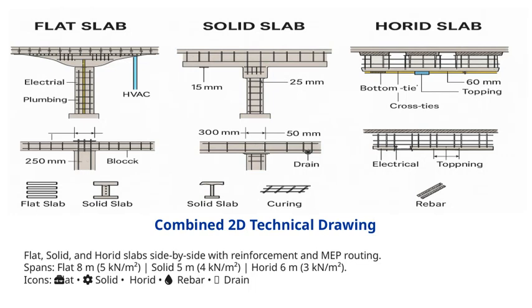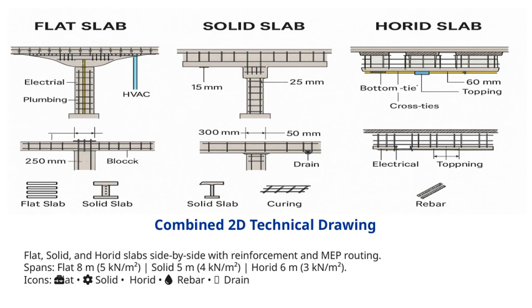Let's take a closer look at this combined 2D technical drawing. Here, we see different types of slabs positioned side by side: flat, solid, and Horid. Each of these elements has specific characteristics and functions within the structure. The flat slab spans about 8 meters and is designed to handle a load of 5 kN per square meter. Flat slabs are often used for their ease of construction and flexibility for future modifications.